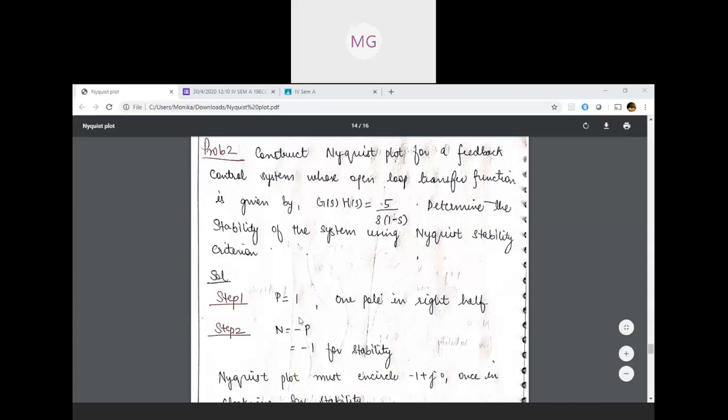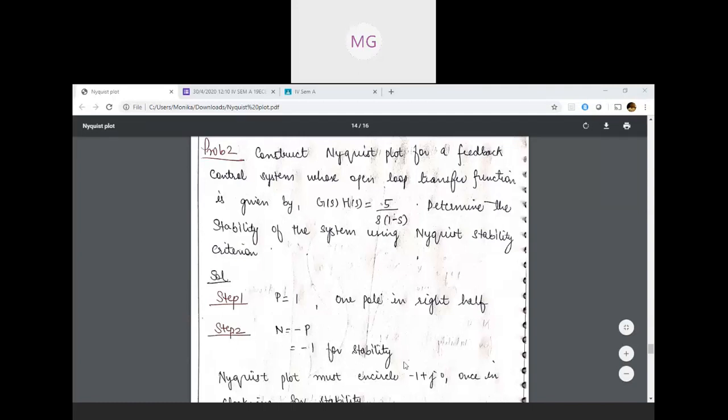Now again, step 1, we will find the number of poles lying in the right half of S plane. You see there are two poles, s equals 0 and s equals 1. So one pole lies in the right half of S plane. So the value of P is 1. Step 2, the formula is N equals minus P. That means minus 1 for stability.